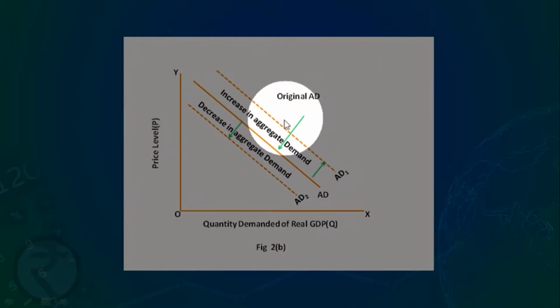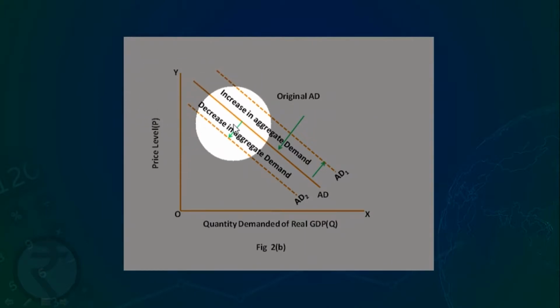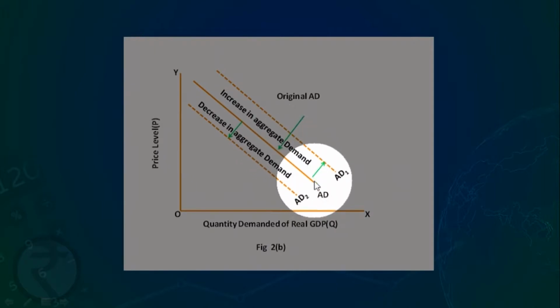And in the second diagram, we have shown how there is change in the aggregate demand. This change in aggregate demand is because of other factors. It is not due to change in price. Supposing the population of the country rises, or incomes of the people increase, or there is change in taste and preferences of the people, then what happens? We have shown quantity demanded of real GDP on x-axis and price level on y-axis. AD is the original demand curve.